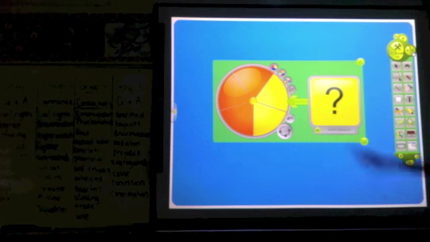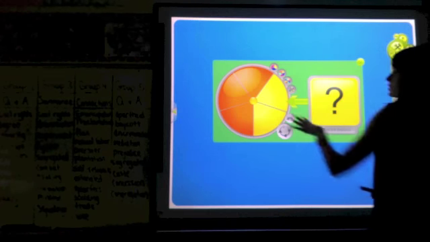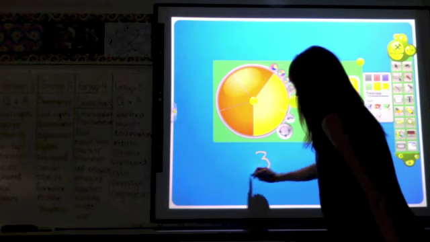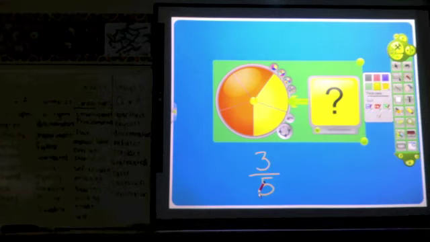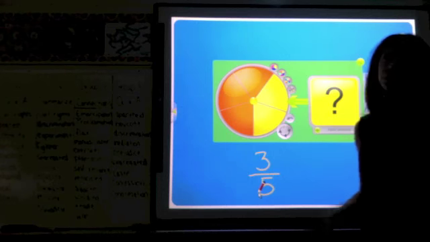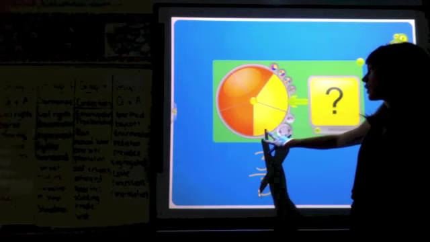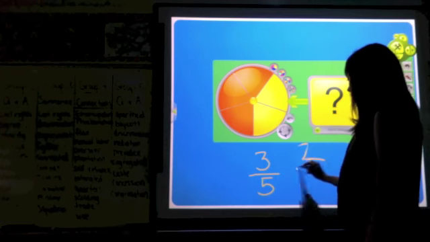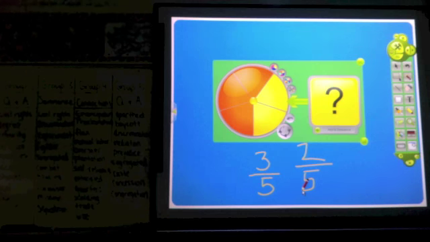Alright, let's take a look at this spinner. Looking at this spinner, about what fraction of the time would you say our spinner will land on orange? If you said 3/5, you are correct. 3 out of the 5 sections are orange, so our spinner is going to land on orange about 3/5 of the time. What fraction of the time do you think our spinner will land on yellow? If you said 2/5, you are correct. 2 out of 5 sections are yellow, so our spinner will land on yellow about 2/5 of the time.